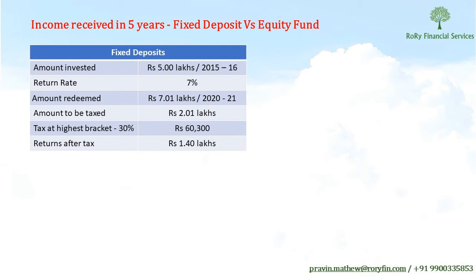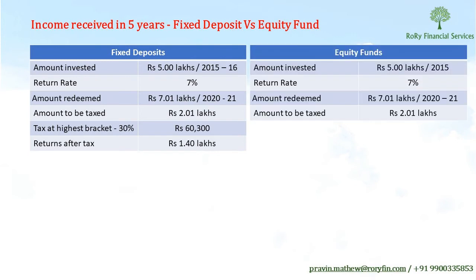Now, what if the person was investing the same amount in equity funds? Then he or she would have got, let's assume 7% rate of return, although we know that equity funds are not as defined, or it doesn't happen every year, but just for the sake of comparison. So let's assume that they got 7% year on year. The amount to be redeemed remains the same. The amount to be taxed remains the same here.